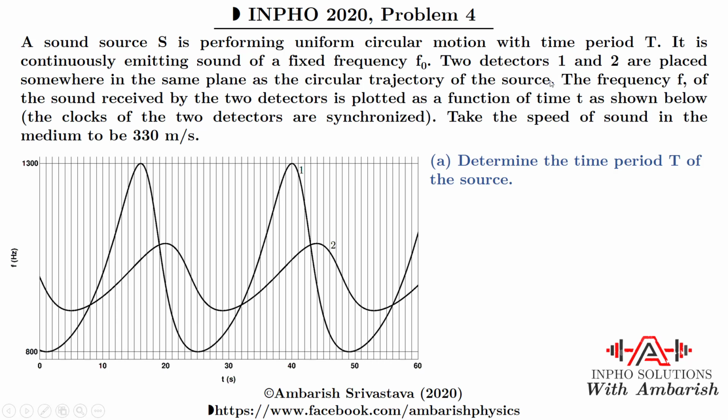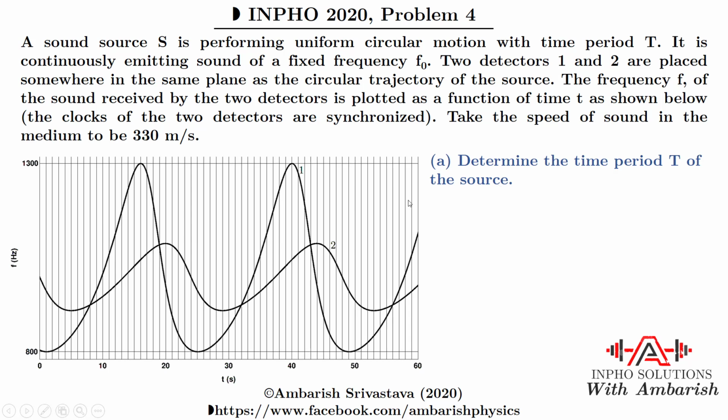Two detectors 1 and 2 are placed somewhere in the same plane as the circular trajectory of the source. The frequency f of the sound received by the two detectors is plotted as a function of time t as shown below. The clocks of the two detectors are synchronized. Take the speed of sound in medium to be 330 meter per second. Part A of the question is: determine the time period capital T of the source.